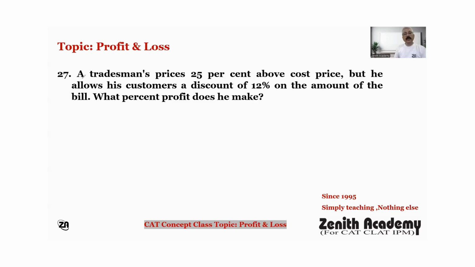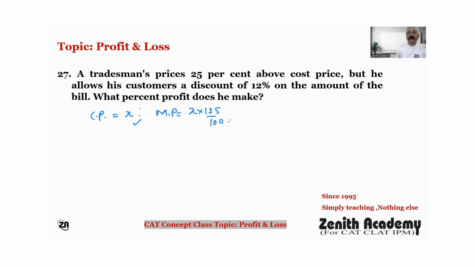Now see a question. A tradesman prices 25% above cost price, but he allows his customer a discount of 12% on the amount of the bill. What percent profit does he make? So here, let the cost price be X rupees, and he prices 25% above. So the mark price is 125% of the cost price X.